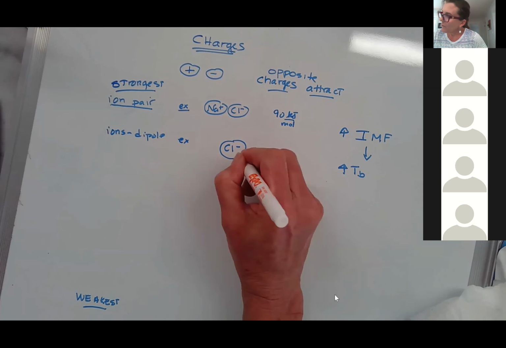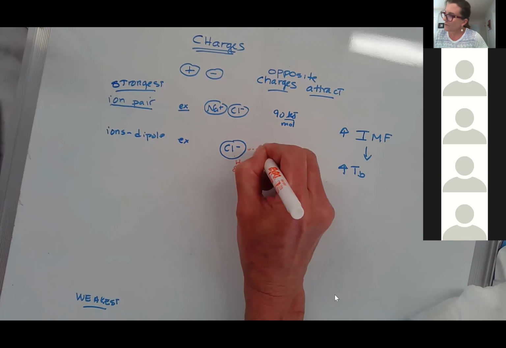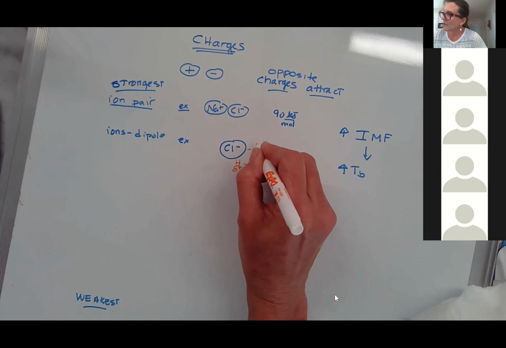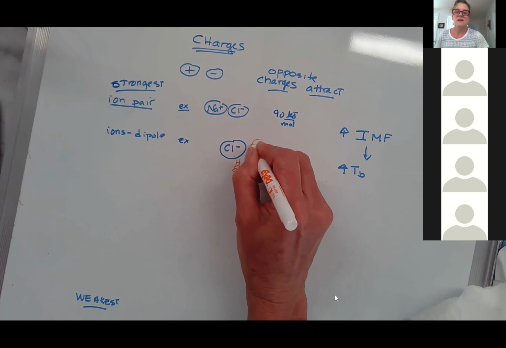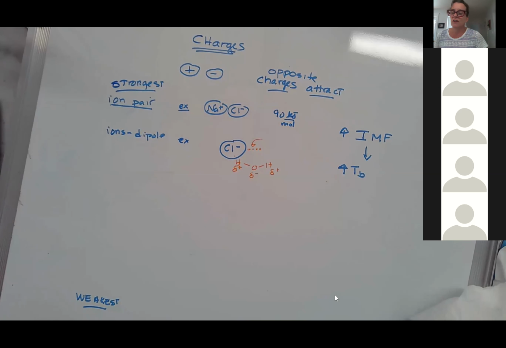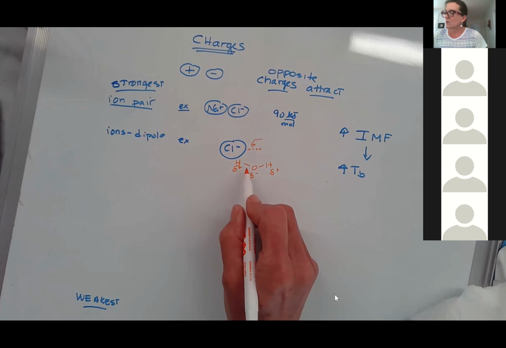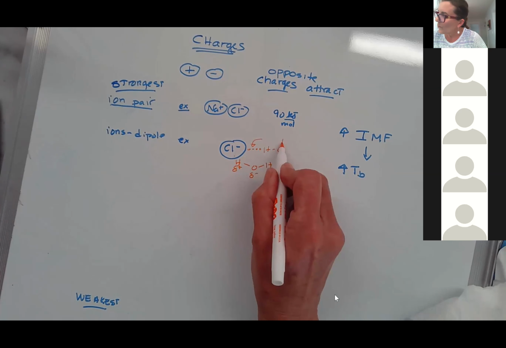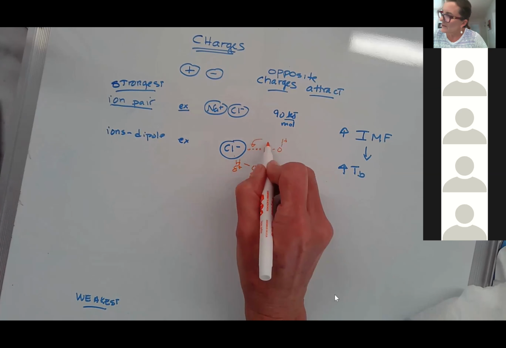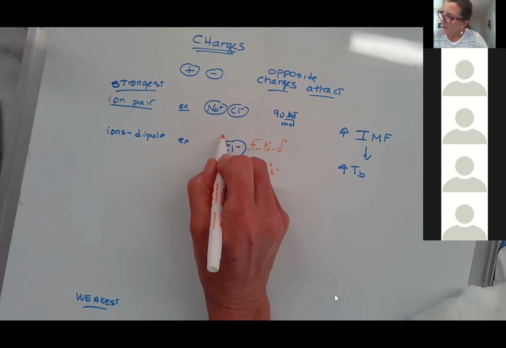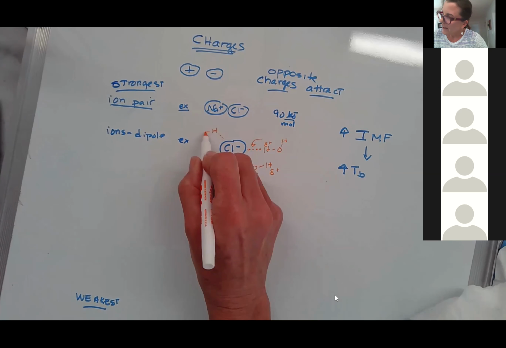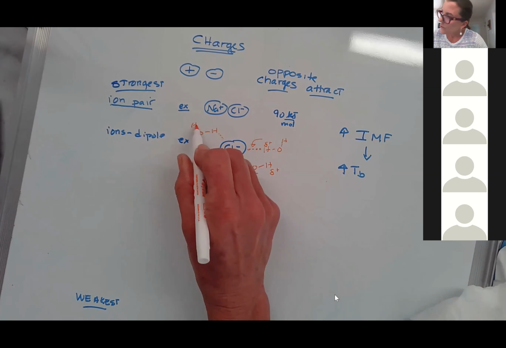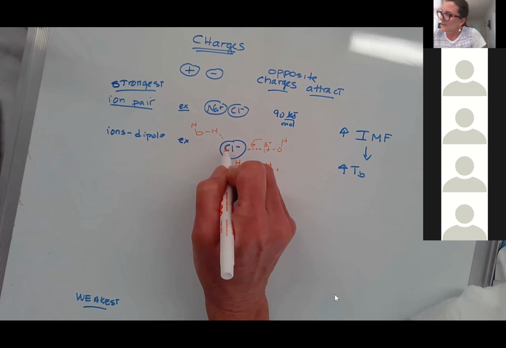And I want to point out that IMFs are usually indicated with dotted lines. Covalent bonds are represented with solid lines. So in water, the chloride anion is going to interact with the partial positive charge from water. And it's that interaction that allows sodium chloride, the chloride anions in sodium chloride, to dissolve.